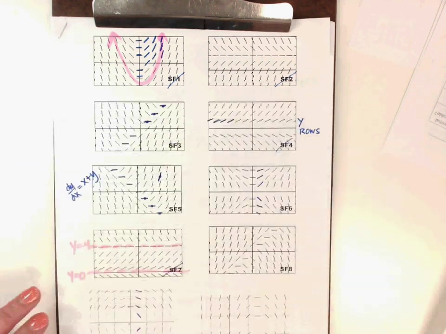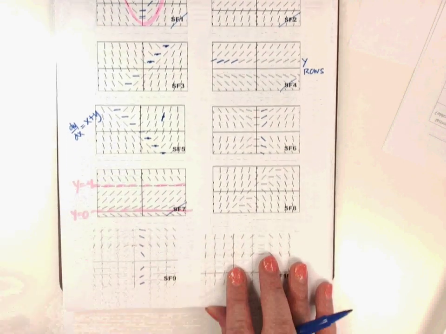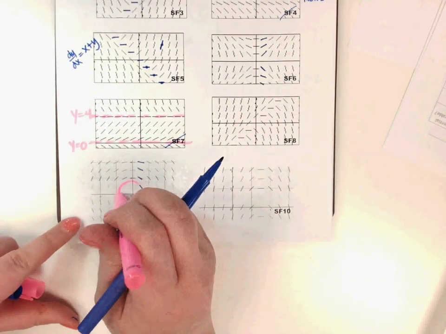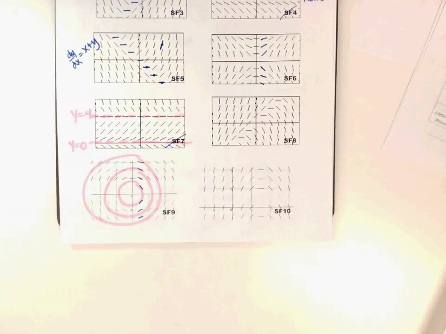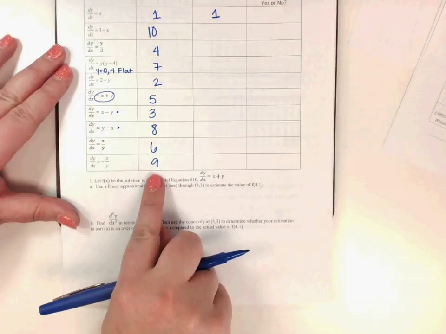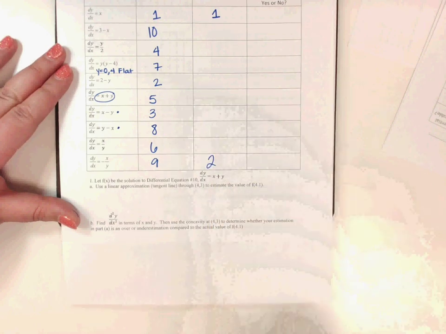Next, I want to know which one has circles. 9. Okay, it is 9. Let's come down to 9. See the circle? Okay, so many circles. So next to slope field 9, I'm going to write conclusion 2. So look, I find slope field 9, it's here. I'm going to put conclusion 2.